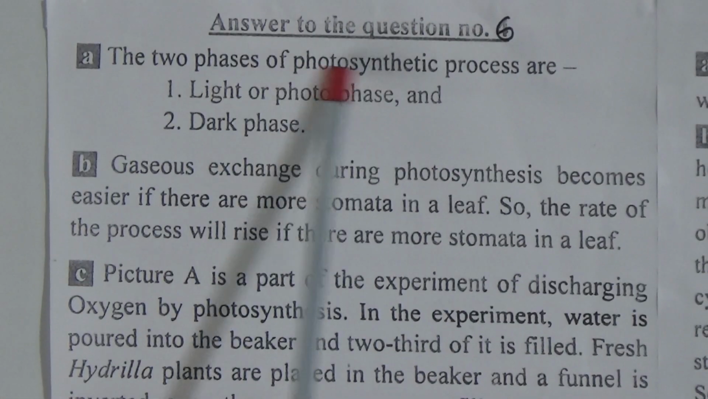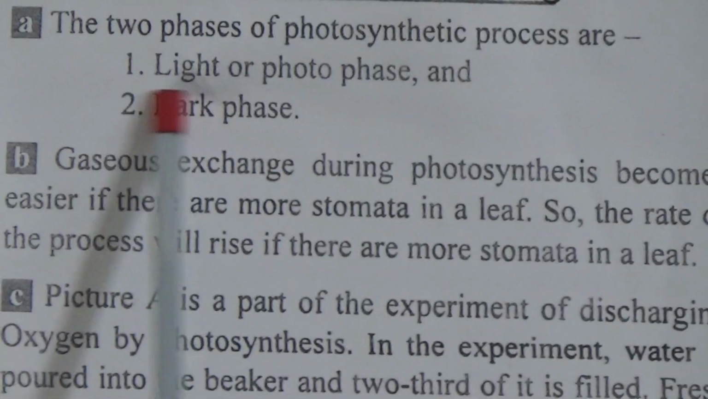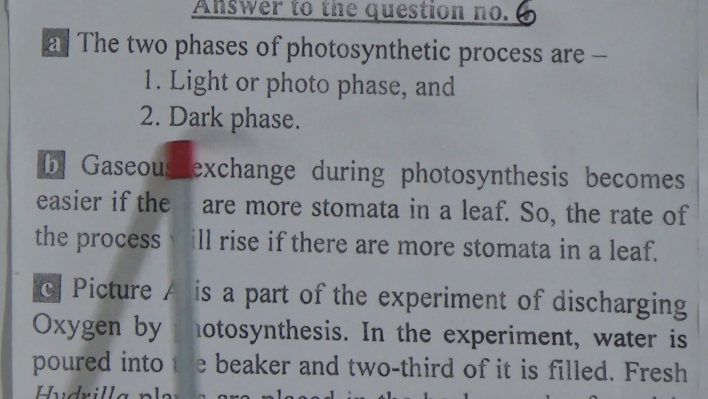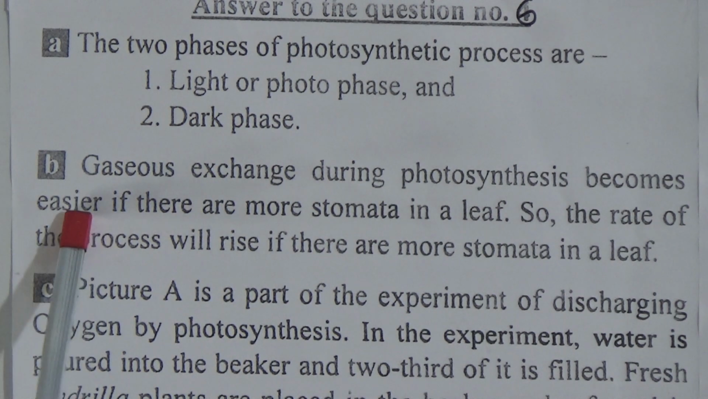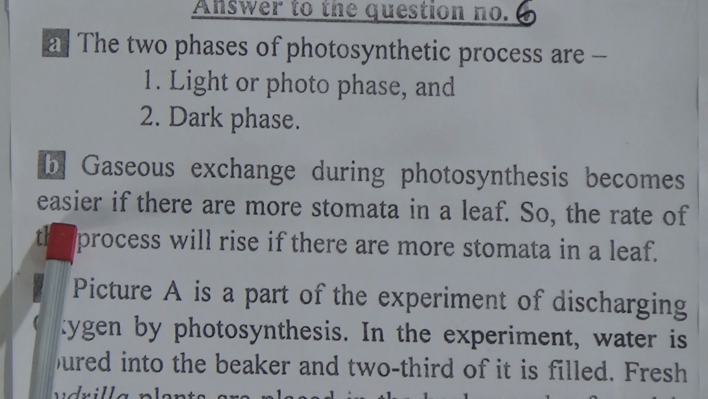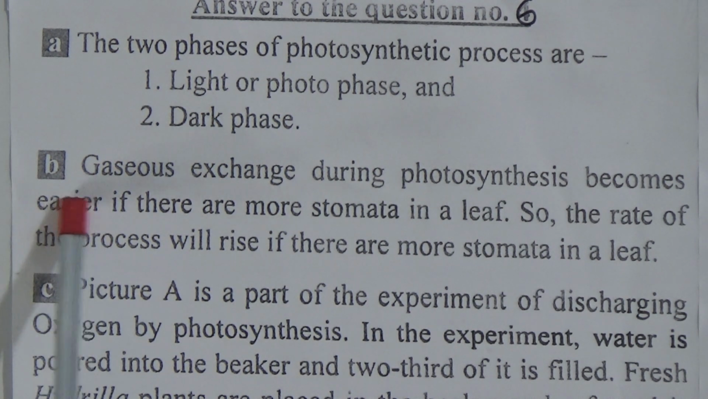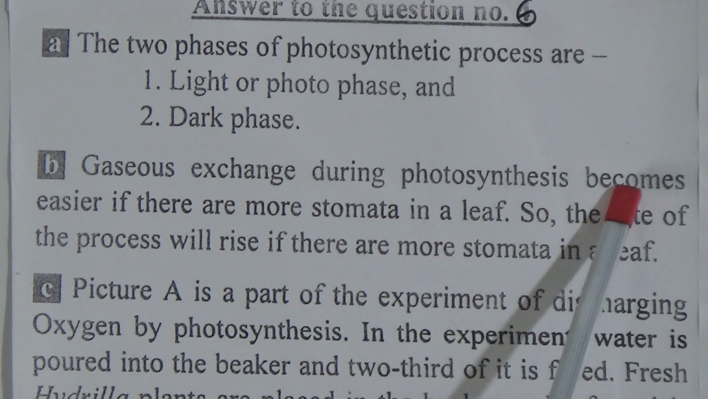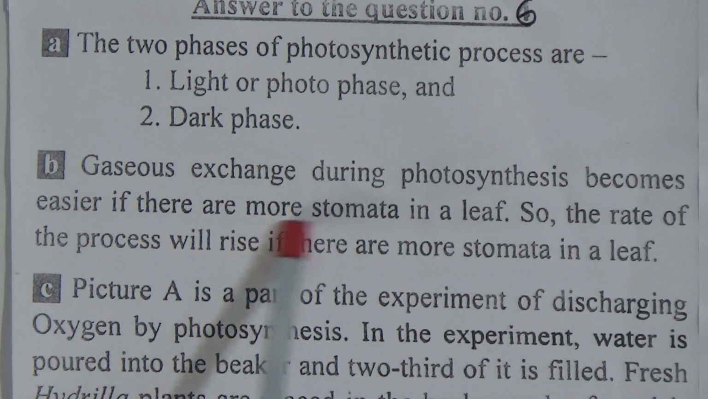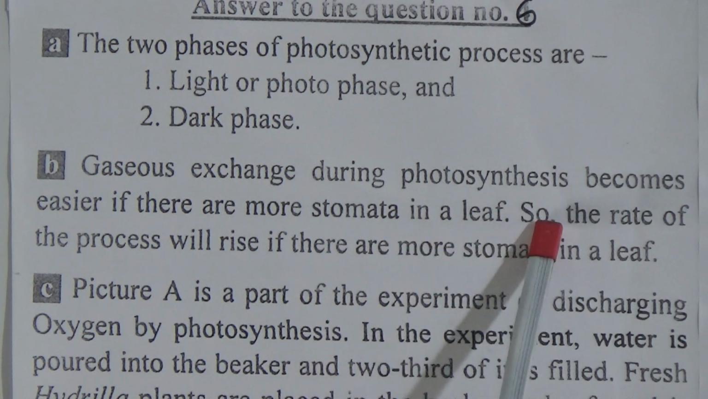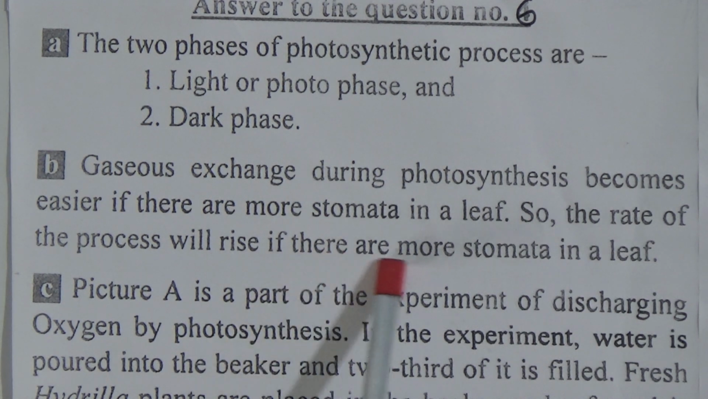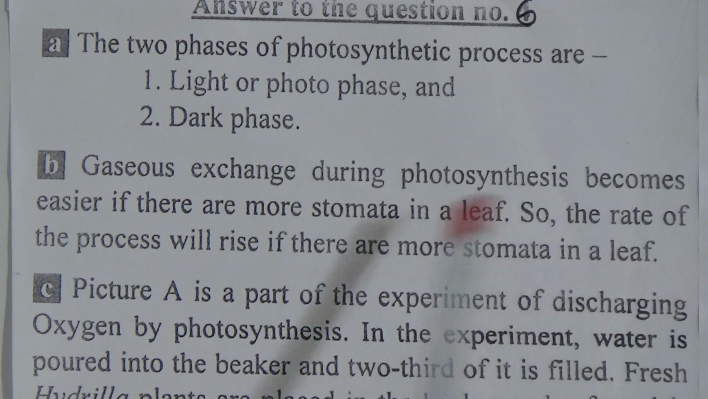The two phases of photosynthetic process are, first one is light or photophase and second one is dark phase. The question of B was what type of advantage is seen if there are more stomata in a leaf. The answer of B is gaseous exchange during photosynthesis becomes easier if there are more stomata in a leaf. So, the rate of the process will rise if there are more stomata in a leaf.